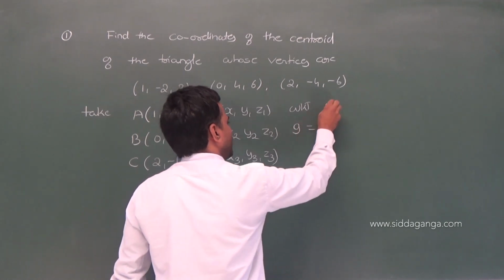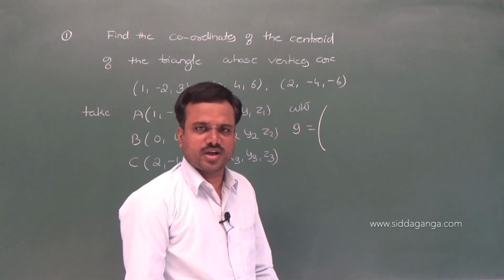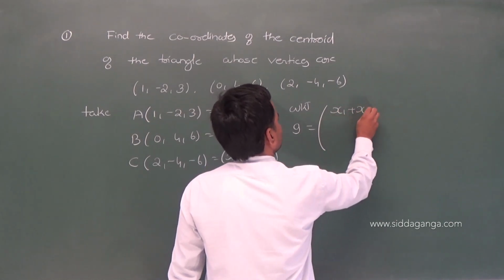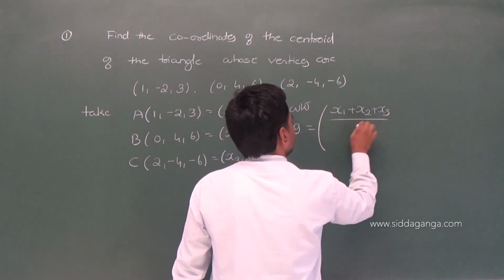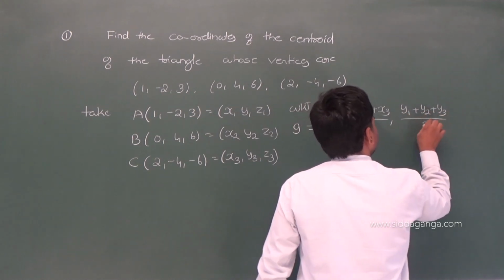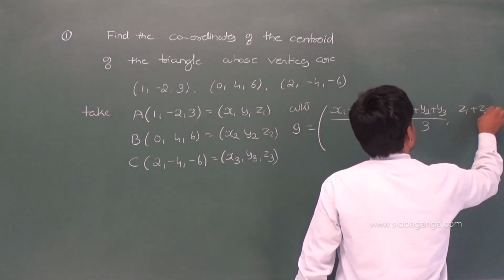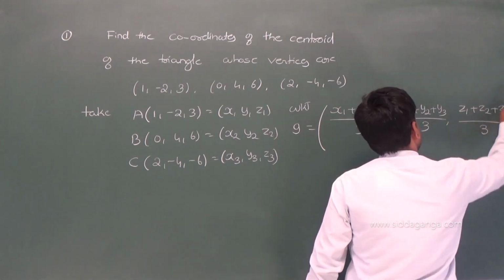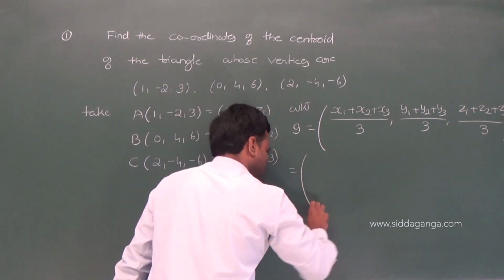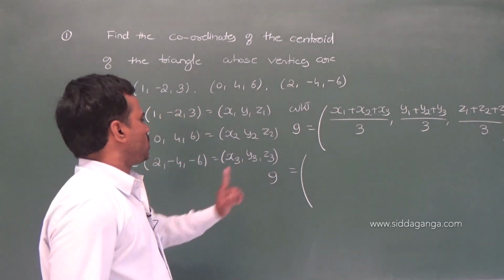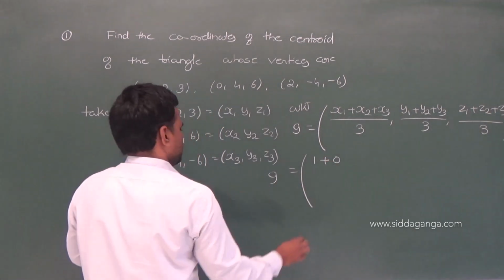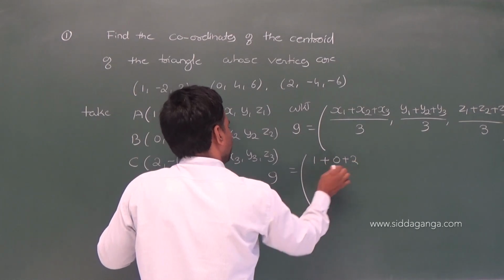So we know that the coordinates of the centroid, which I write as G of x comma y comma z, are x1 plus x2 plus x3 divided by 3, y1 plus y2 plus y3 divided by 3, and z1 plus z2 plus z3 divided by 3. Substitute all the values. G is equal to, x1 is 1 plus, x2 is 0 plus, x3 is 2: 1 plus 0 plus 2 divided by 3.